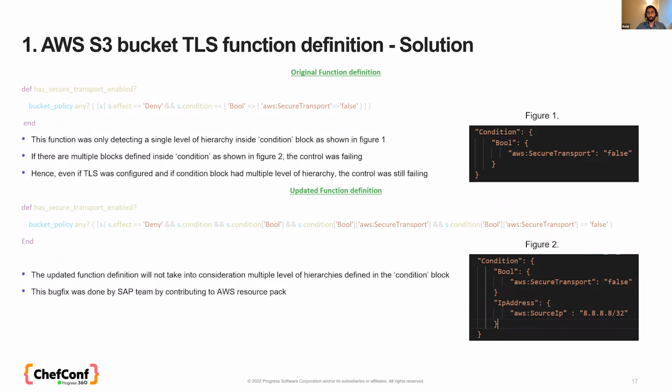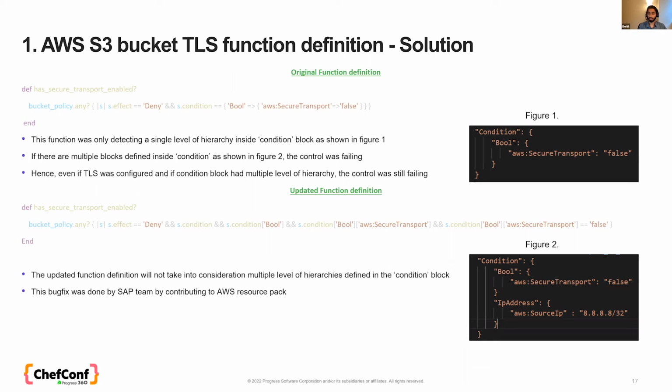Something really interesting. The function that was defined in the resource pack was detecting only a single level of hierarchy inside the condition block of the bucket policy, as we can see in figure 1. So the bool and aws:SecureTransport: false. That essentially tells us that TLS encryption is enabled, but the function definition was just detecting this single level of code block inside the condition block.